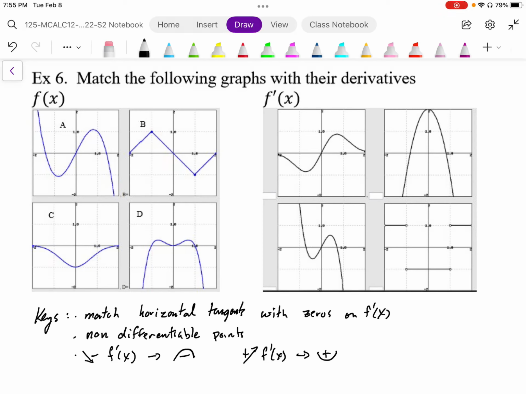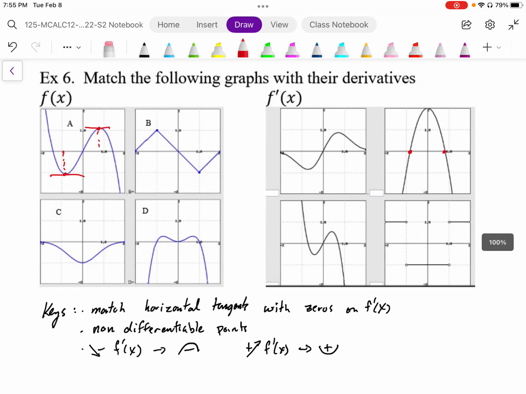When we want to do graph matching of functions and their derivatives, some of the keys we want to look out for are: we want to match horizontal tangents with zeros. So for example, if I find a horizontal tangent on A, the x coordinates of those should match up with zeros on another function. Okay, so in this case, if I take a look at here and here, those zeros match up with the horizontal tangents at A.